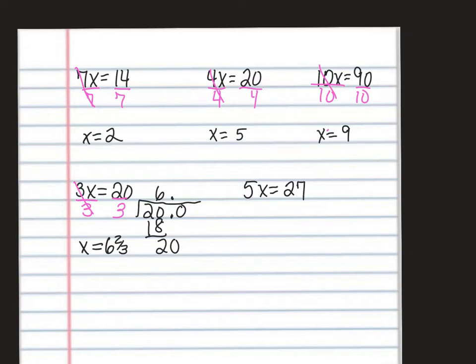Let's try this one. 5x equals 27. Divide by 5, cross out. What's my answer? 5 goes into 27 5 times. 5 times 5 would be 25, so how many's left over? 2. 5 2/5. You want me to show you it worked out? 5 goes into 27 5 times with 2 left over. 5 and 2/5.